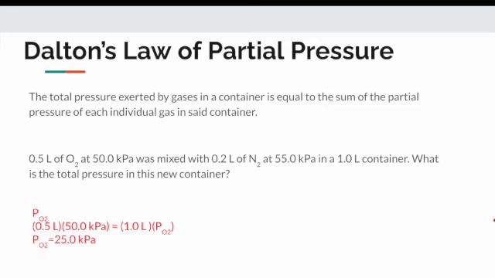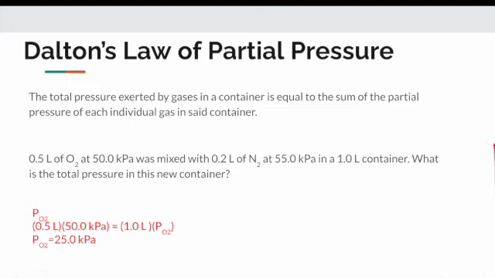All right, so let's break this problem down into its subproblems, if you will. Now, we know the pressure of oxygen is 50 kilopascals in a 0.5 liter container, but we're trying to find its partial pressure in a 1 liter container first, so that then we can use Dalton's law of partial pressure, add those two partial pressures together, and then we can find the new total pressure in this container.